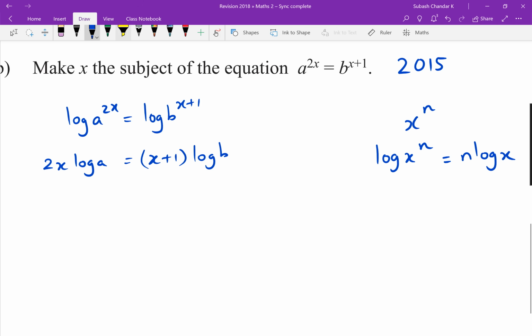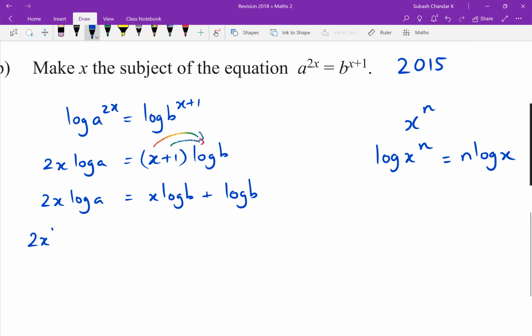Because by putting in the brackets, you can actually expand this out. Then you end up with 2x log a equals x log b plus log b, because you're expanding the brackets. Does that make sense? Then you can rearrange, bring all the x's to one side. So you get 2x log a minus x log b equals log b. Is that all right?